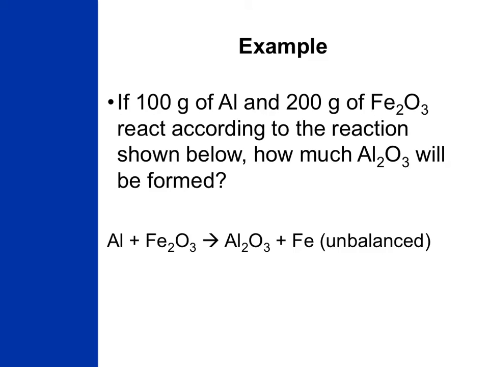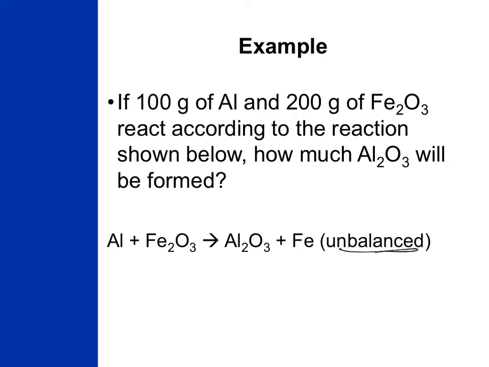If 100 grams of aluminum and 200 grams of iron oxide, according to the reaction shown below, react together, how much aluminum oxide will be formed? So we see that we have our reaction written out: Al plus Fe2O3 yields Al2O3 plus Fe, and a note that says it's unbalanced. So the first thing we're going to do is check and make sure that this reaction is balanced.